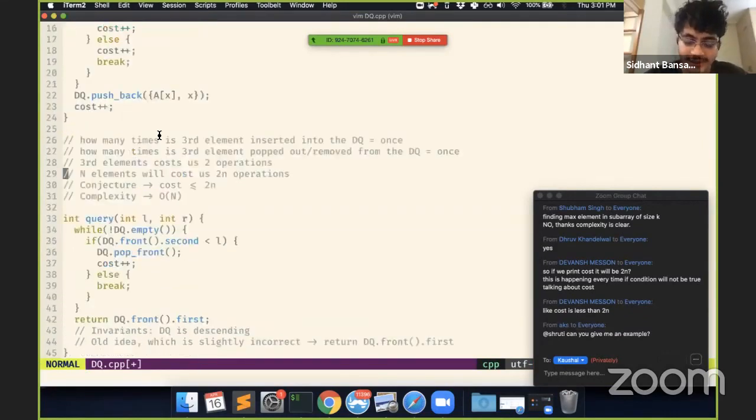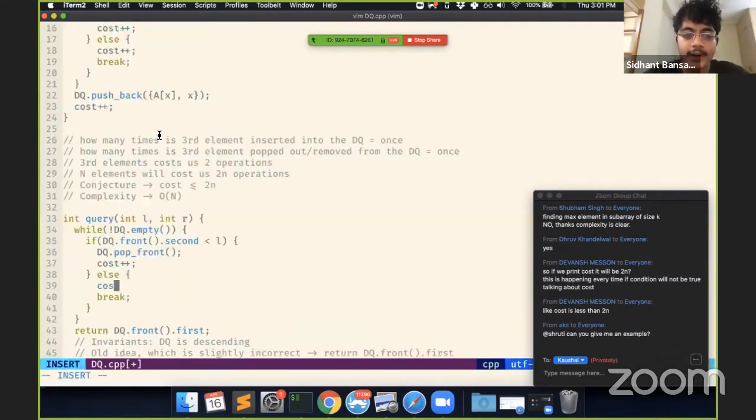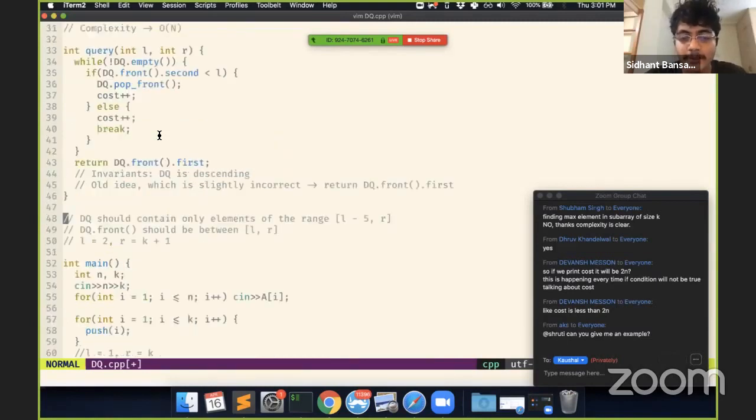Let's say I do it in the else's also. Then my bound will be 3n, at least that's what I think it will be. I don't think I'm incorrect. Then cost will be less than or equal to 3n. It won't be 2n anymore, but it's still order n. It doesn't matter, I'm just using the cost variable.